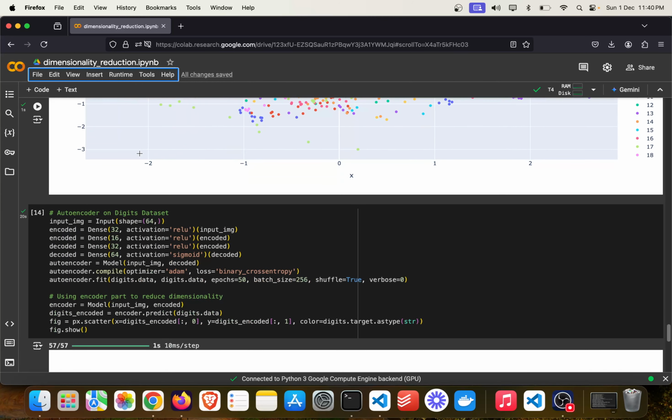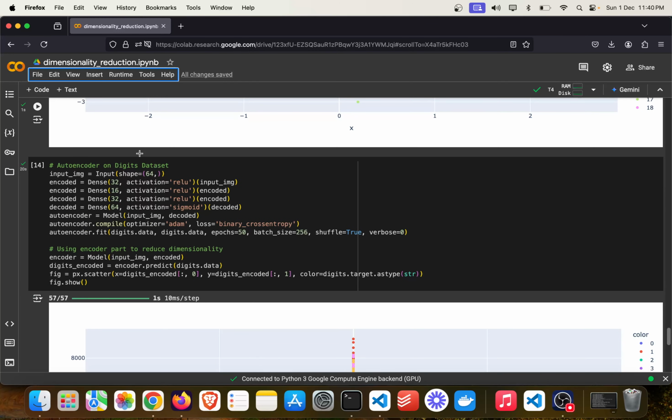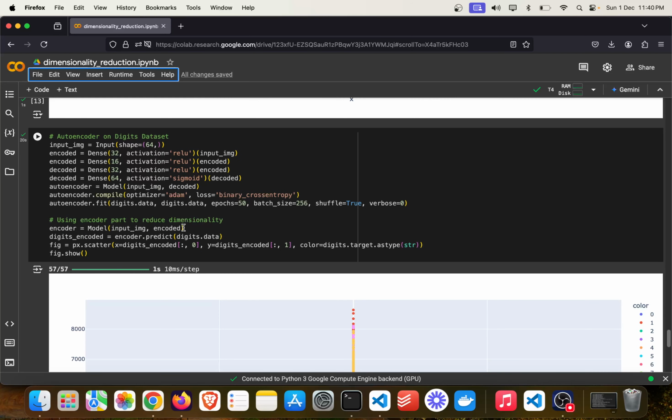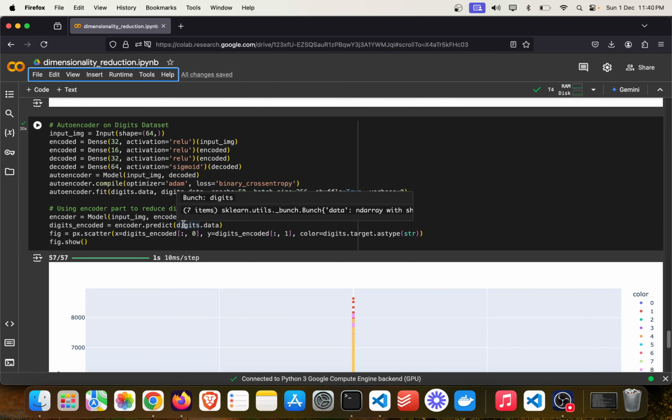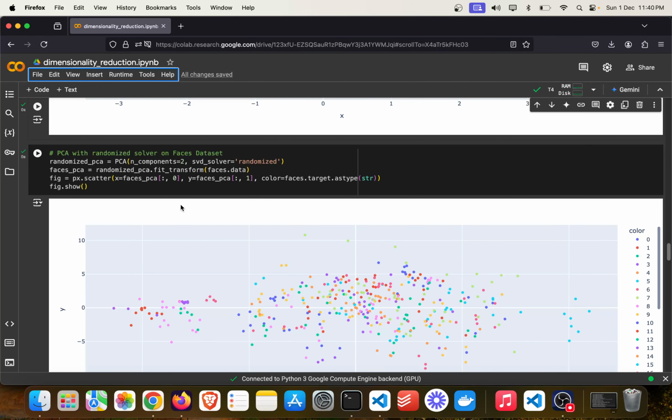And the last technique is autoencoders. It's a type of neural network which is used to learn efficient codings of unlabeled data, and that's primarily why we are using the digits dataset for it. So this is the implementation of dimensionality reduction.